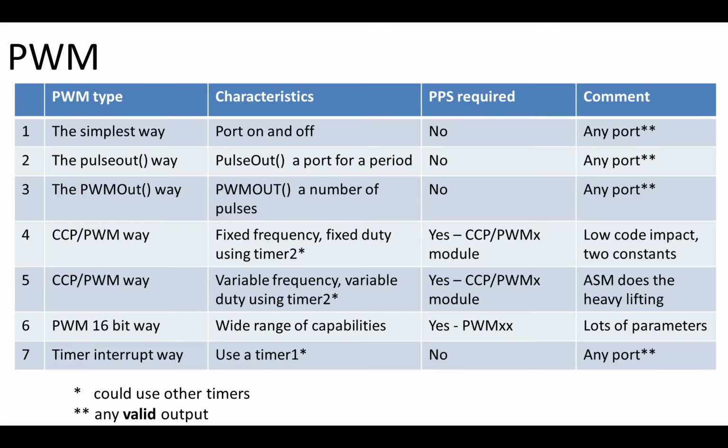So let's have a look at what we're going to do, the 7 ways. The simplest way, number 1, is just turn the port on and off, and you can do that on any port. The next way is we can just send a pulse out for a short period of time on any valid port. Then we have a method called PWMOut, and it sends out a number of pulses on any port.